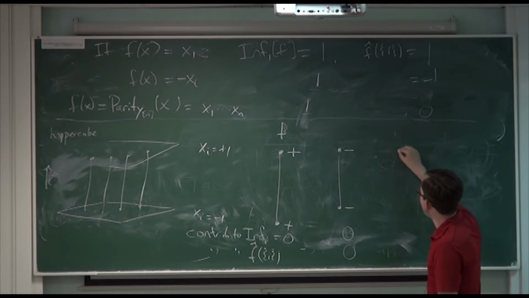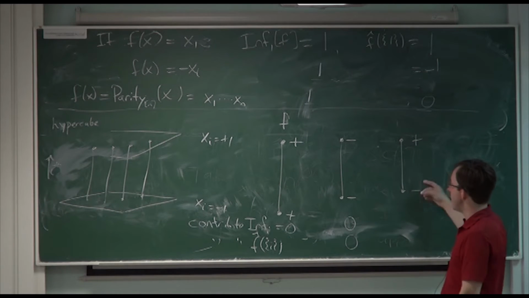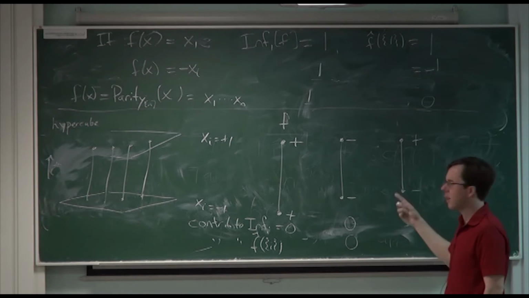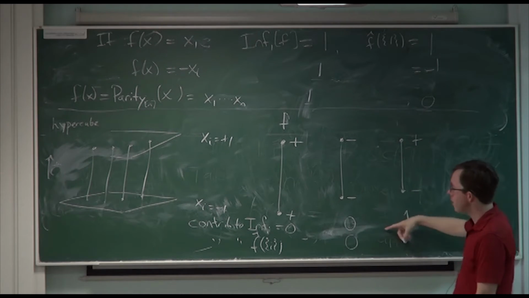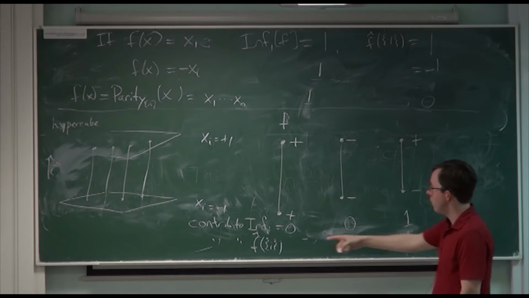But sometimes f gives different values to these two functions. So sometimes f is plus on the point on top and minus down here. So that's the case where they differ. So it contributes 1 or 2, depending on how you look at it, to the influence, and it contributes the same amount to the correlation.